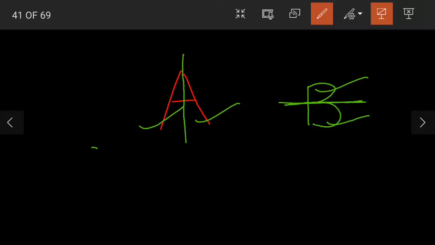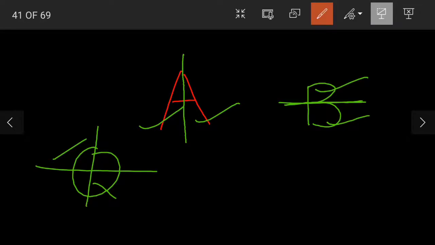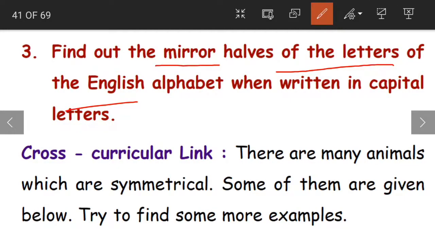It is not necessary that each object or each alphabet has to have a line of symmetry. If we look at the alphabet Q, does Q have any line of symmetry here? No. See, even if we take like this, it's not possible. Even if we take like this, it's not possible. So Q is such an alphabet for which we cannot find the line of symmetry. Yes, children.